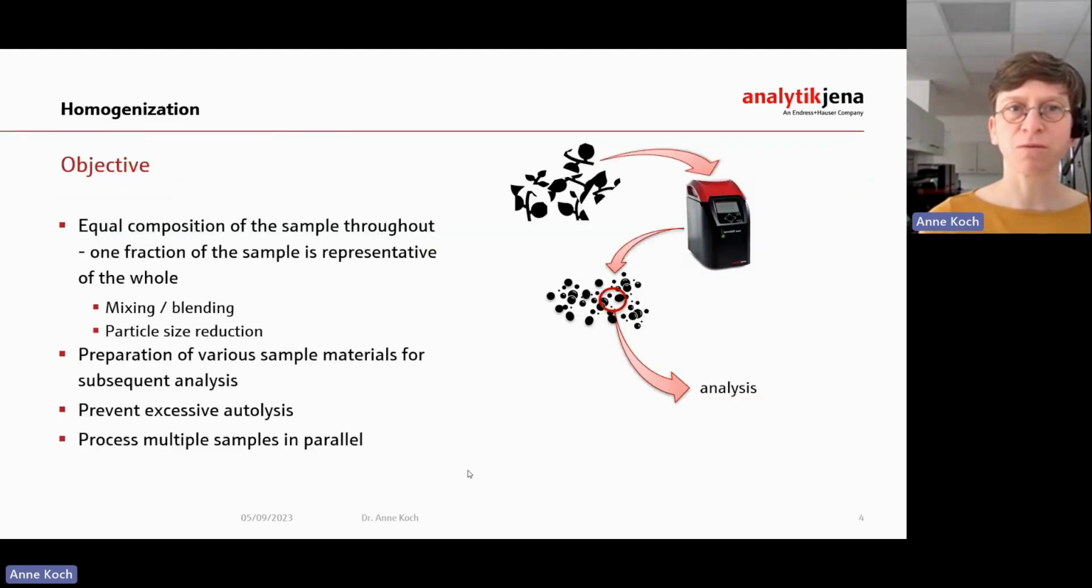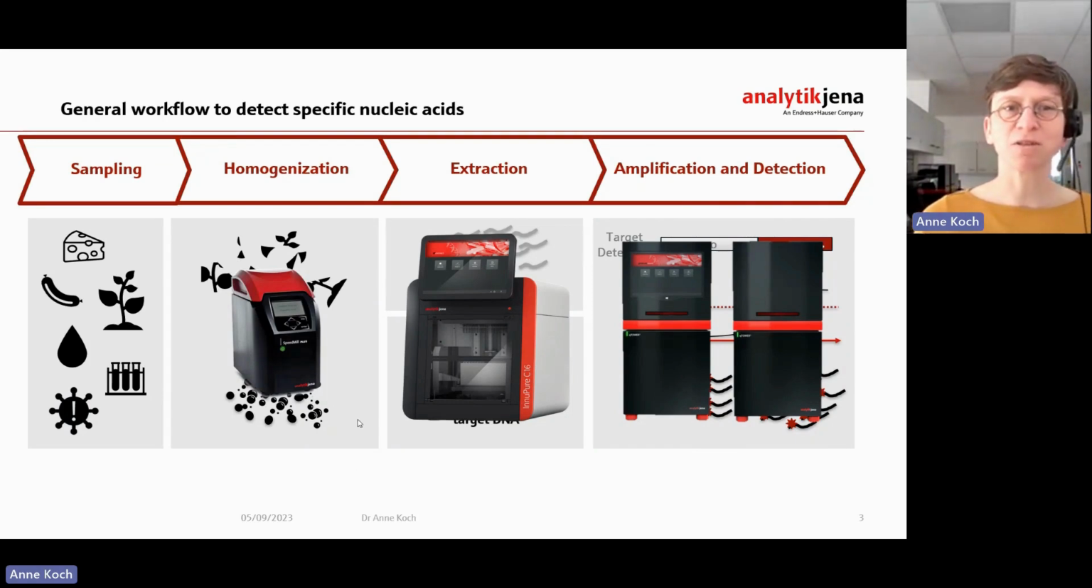So first, for the homogenization, we have our SpeedMill Plus, which is a bead mill that can very efficiently homogenize up to 20 samples in parallel. Afterwards, the extraction process can be automated with the InnoPure C16 Touch, which, as the name implies, can process up to 16 samples in parallel of various different sample materials. And then we also offer PCR devices or Q towers. And this will be the topic of a later webinar, but today we are focusing on the preparation for the qPCR reaction.